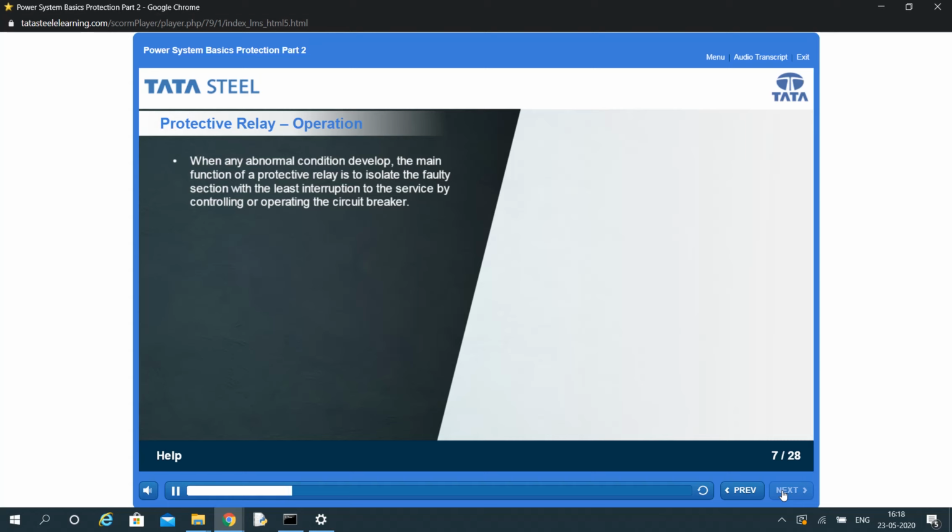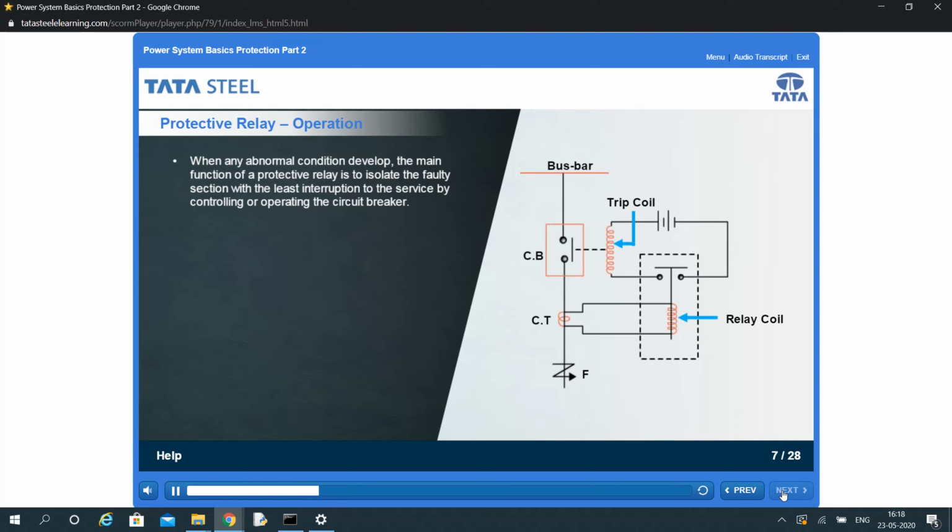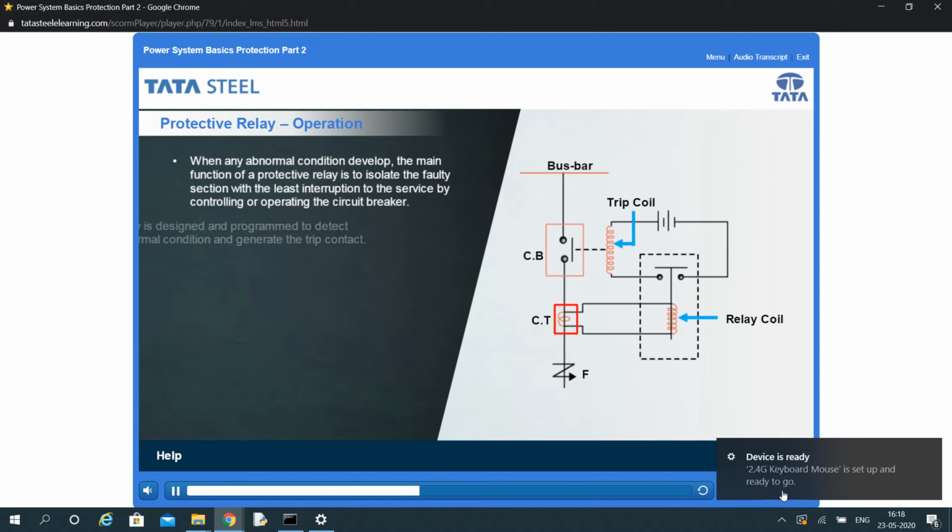So, how does the relay sense the fault? Let us understand with the help of this diagram. This is a small part of a power network circuit of a plant. It is designed to protect the load side equipment by allowing a certain amount of current. The current transformer, CT, senses the load current continuously. The relay is designed and programmed to detect the abnormal condition and generate the trip contact.